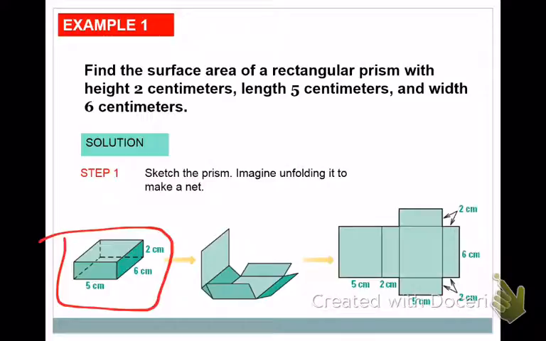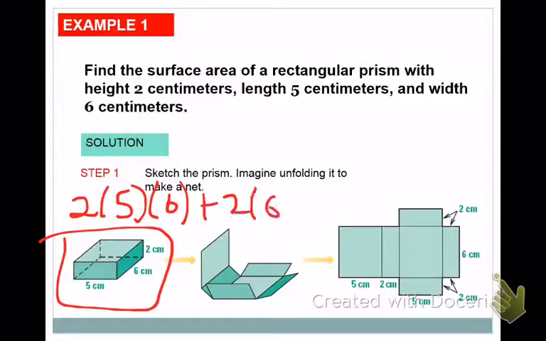The bottom and the top are 5 by 6, so it would be 2 of those, 2 times 5 times 6. Plus, then you look, okay, the right side is 6 by 2, so the left is the same. So it's 2 times 6 times 2. And then the front and the back. The front is 5 wide and 2 high. So it's going to be 2 times 5 times 2.